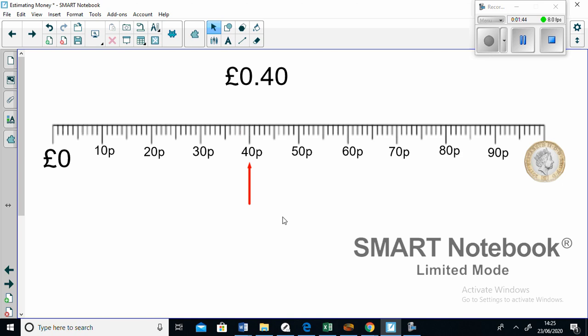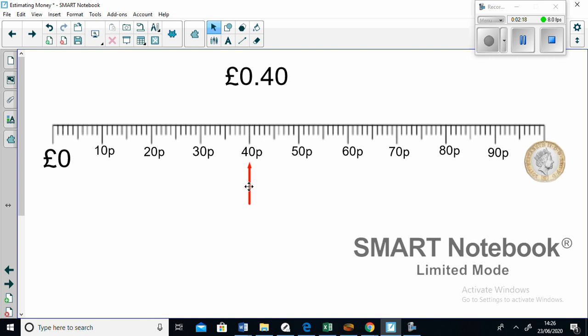Now, I'm going to ask you to think about how you would round that to the nearest whole pound. In order to do that, we're going to have to revisit the rule that we learnt last week. Last week we learnt that if we use our halfway point as a guide, any value which was closer to this whole number or this whole pound will be rounded down, and any number that was closer to this whole number or whole pound would be rounded up. So 40 pence, if you round it to the nearest pound, will be rounded to £0.